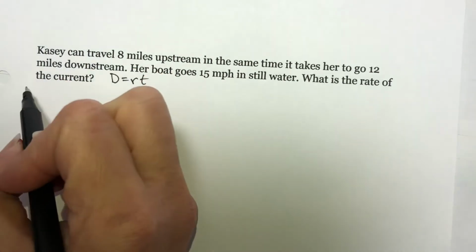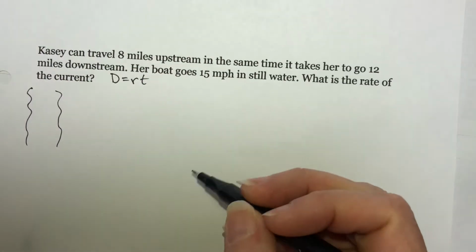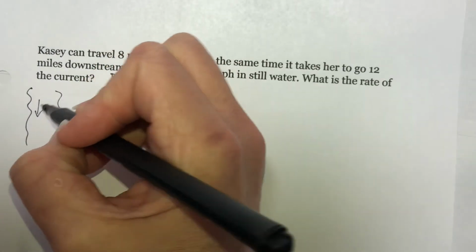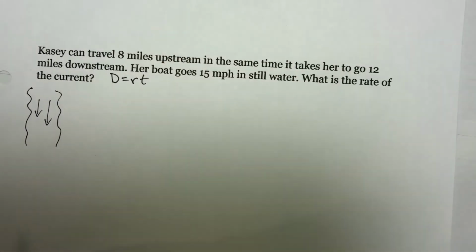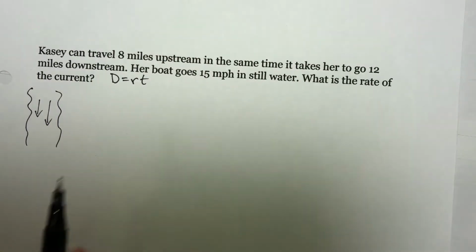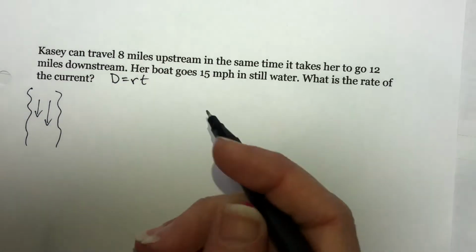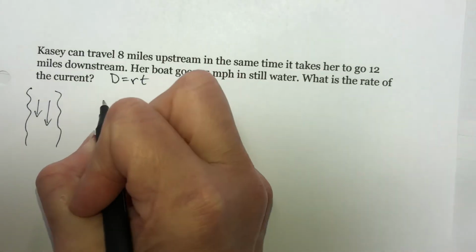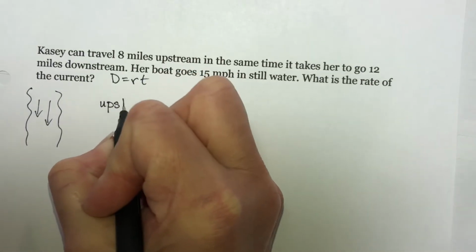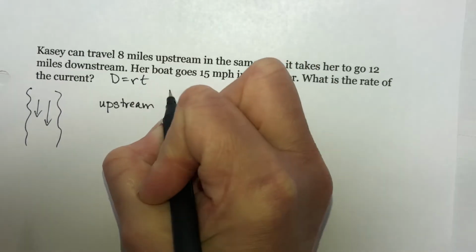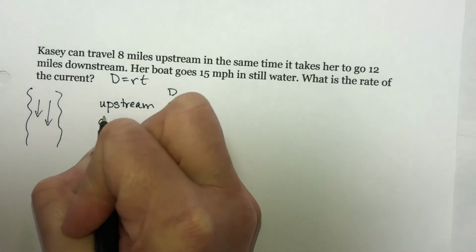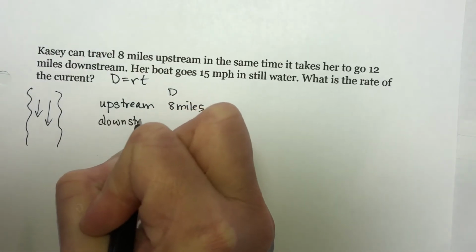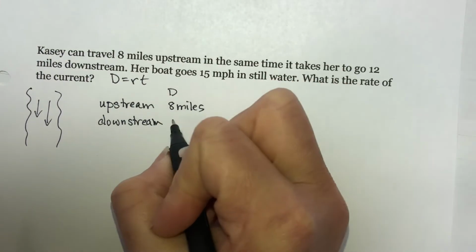Now what's going on here is that we have some sort of stream. That's a very pretty river right there. And the water is flowing this way. And we know that sometimes she's going downstream and the water is speeding her up. And other times she's going upstream and the water is working against her. What I'm going to do is set up a chart to help me figure out what's going on. Okay? We are given the distance for both. So if I'm talking about upstream, the distance traveled is 8 miles. If I'm going downstream, we go 12 miles.